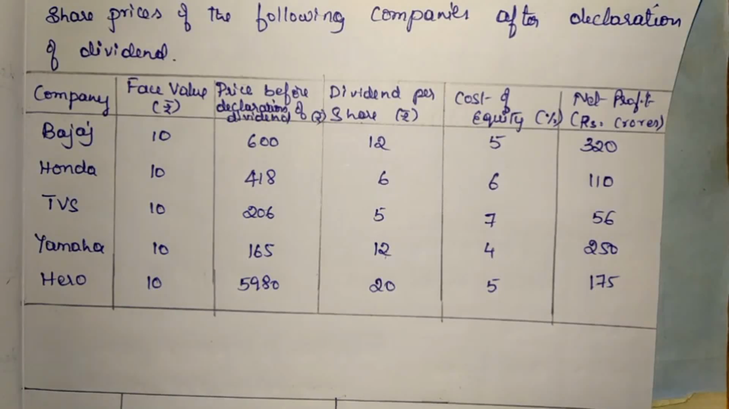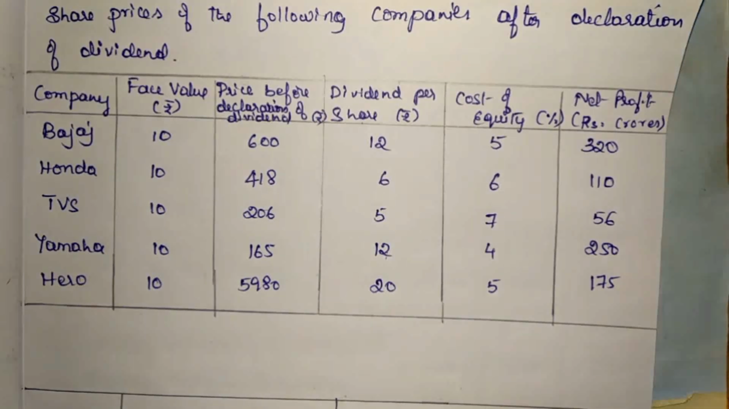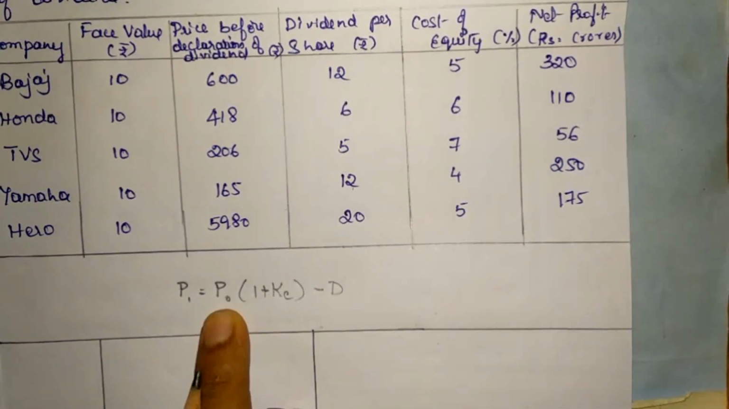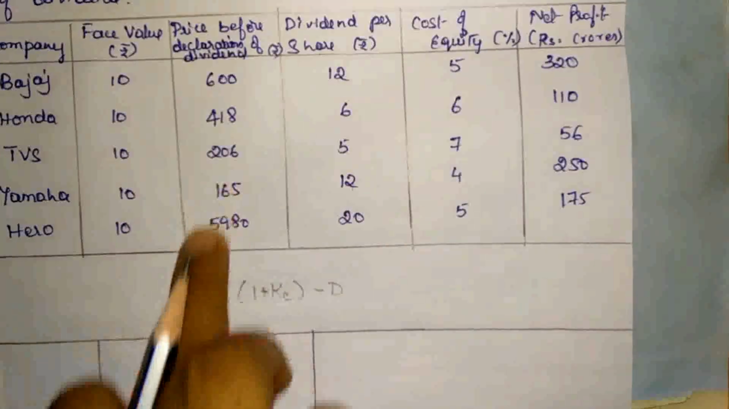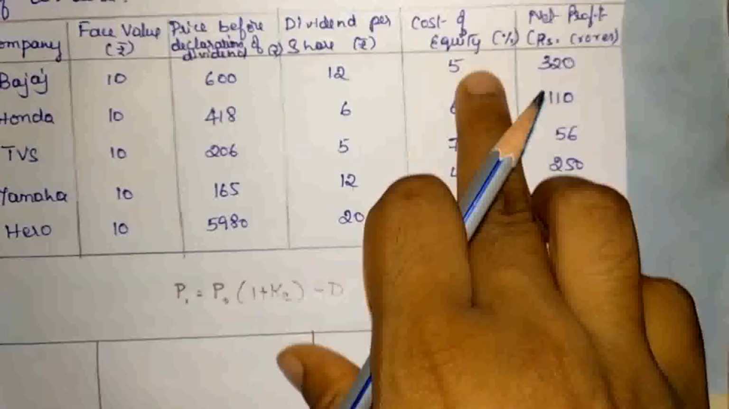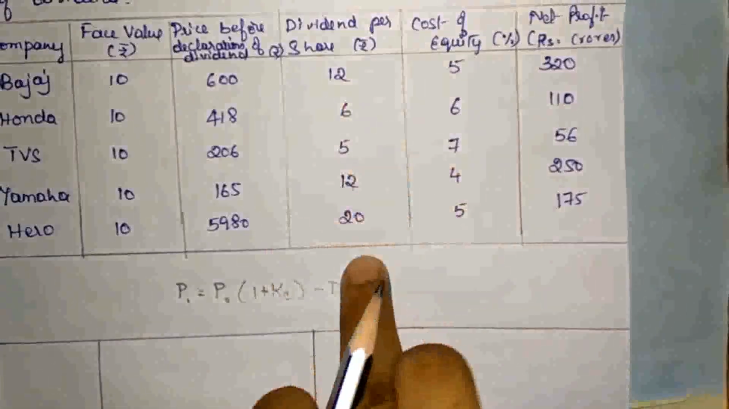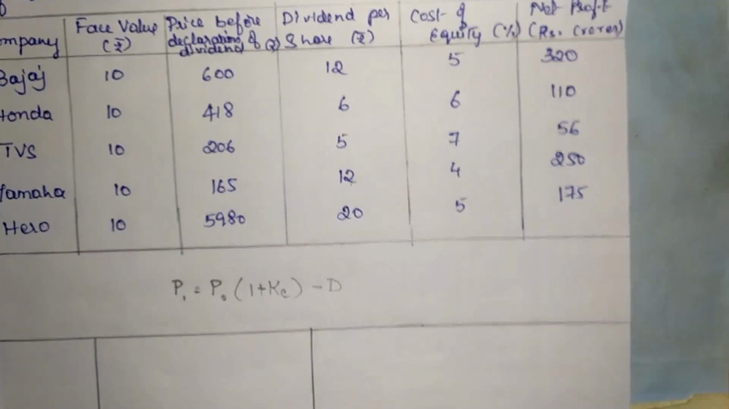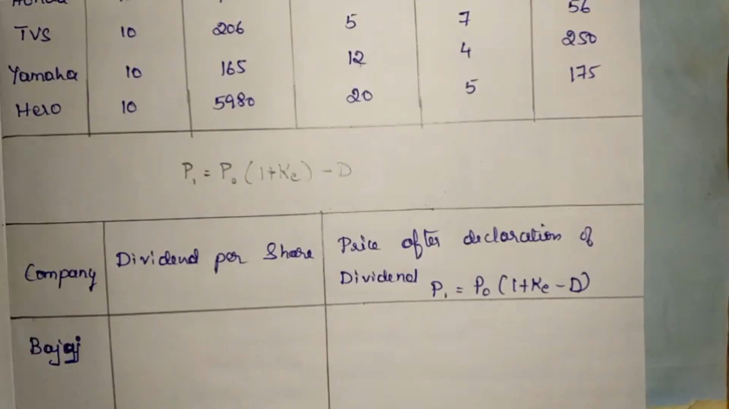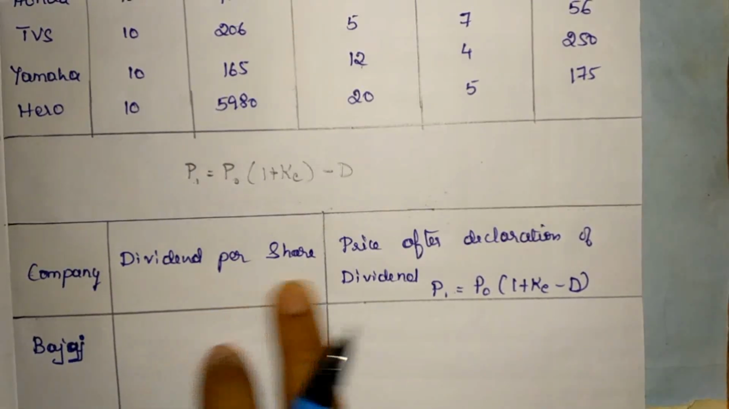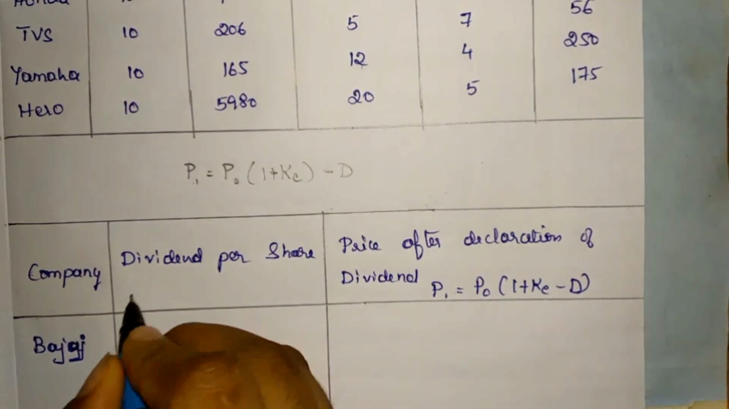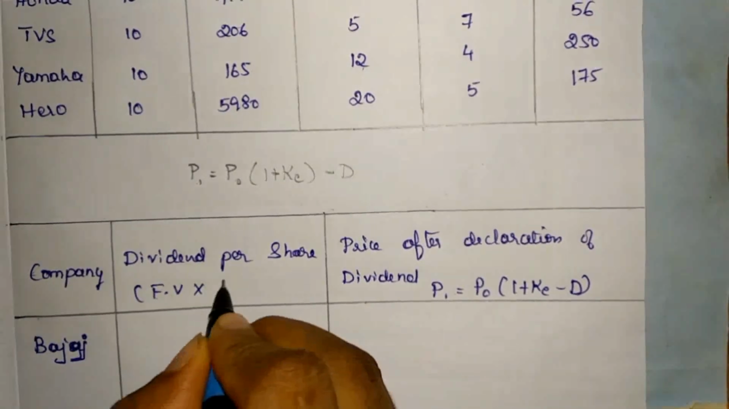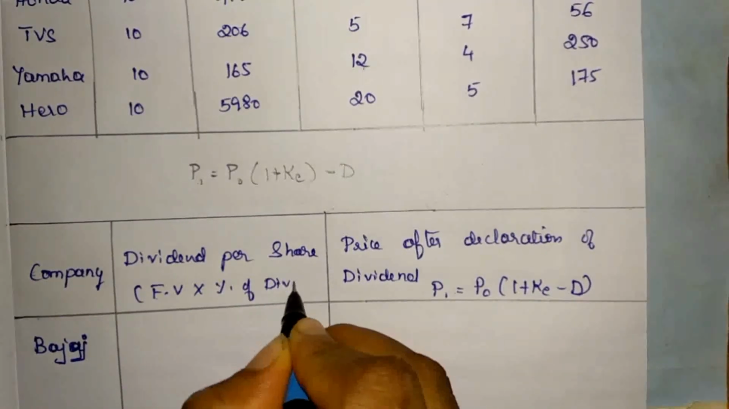The formula for calculating P1, or share price under the Modigliani model, is as follows. P0 stands for the price at the beginning, and that is given here. KE, cost of equity in percentage, is given, and dividend per share is also given. So we have to calculate the share price after declaration of dividend for each company. For that we require 3 columns: company, dividend per share, and price after declaration of dividend. Here dividend per share is calculated as face value into percentage of dividend, so we'll get dividend in rupees.